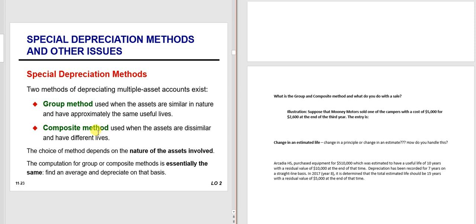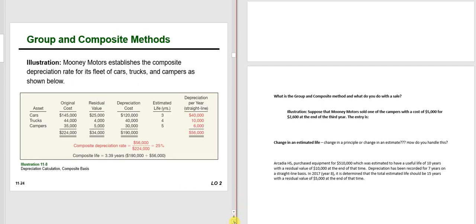And the answer is I can use the group method for that because these are similar in nature and have approximately the same useful life. So since they're all desk and chair sets, I can do that. I could even buy other furniture and fixtures which have about the same useful life as a desk and chair set. So let's say it's 10. The composite method is if I have dissimilar assets that have different lives. So I'm sure you would guess what you do with this, you average it. So let's look at the next slide.